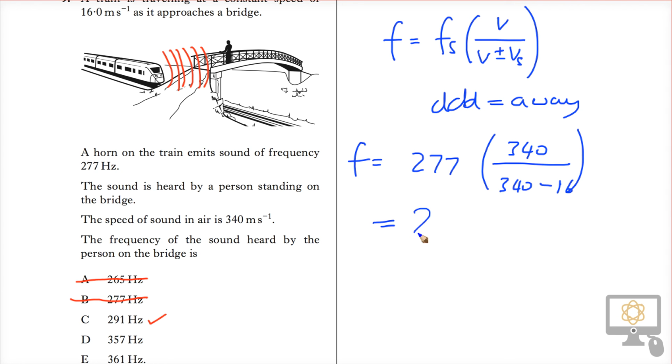So the calculator gives us 290.7 hertz, and everything is given to 3 sig fig here. So to 3 sig fig, that's 291 hertz, which is what I predicted. So the answer is indeed C.